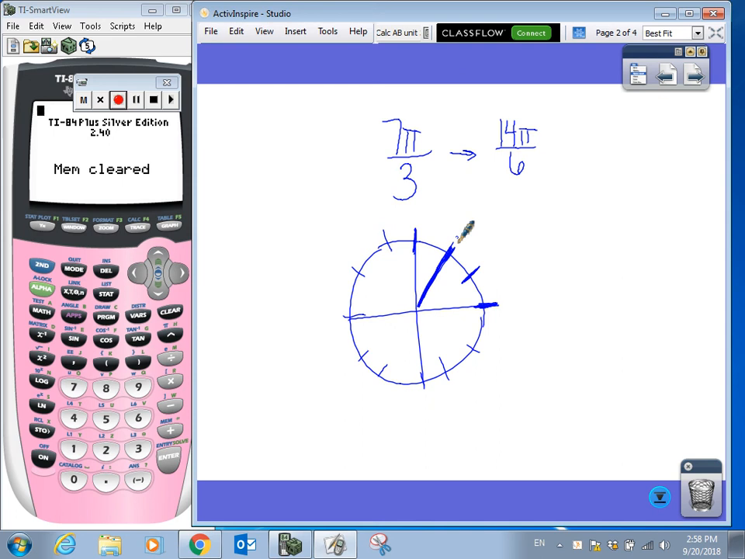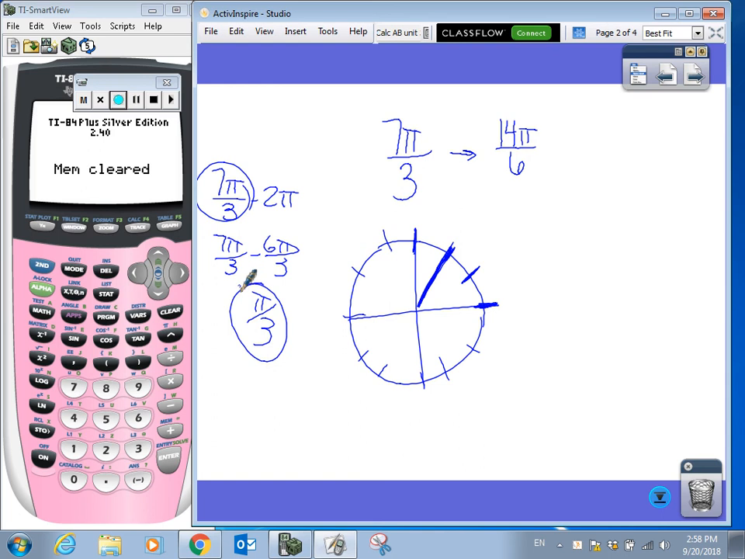So another way to think about that, 7 pi over 3 minus 2 pi, 7 pi over 3 minus 6 pi over 3 is equal to pi over 3. So 7 pi over 3 and pi over 3 aren't equal, they're coterminal. They land at the same place on the unit circle. And if we want the cosine of 7 pi over 3, what's the x value right there? Correct, 1/2.